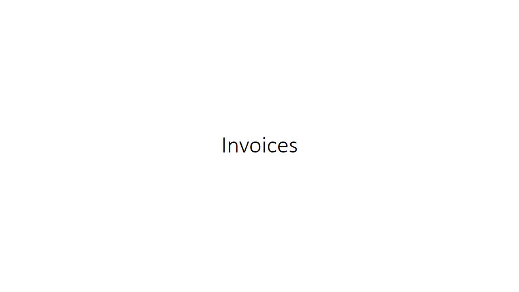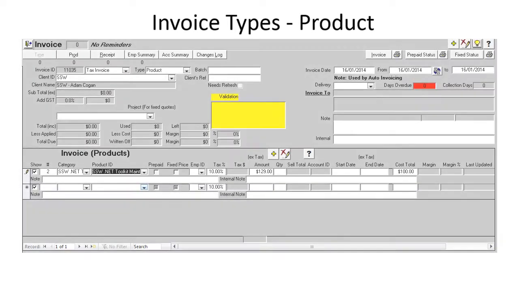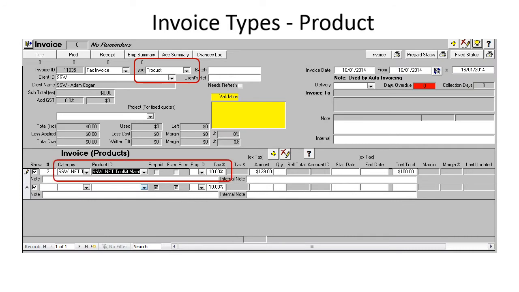TimePRO has three invoice types. The first two are pretty straightforward, products and time, or a combination of the two. The last one is a prepaid invoice. It's a special purpose invoice that is used when we pre-sell time. Now, let's take a look at each invoice type individually. To create a product invoice, select Product Invoice Type, select the product category, and Product ID.